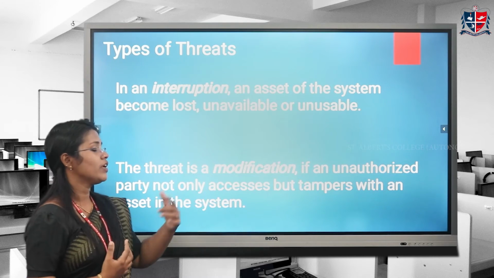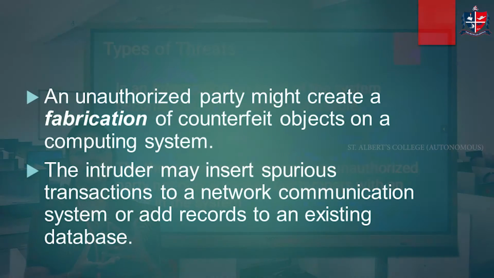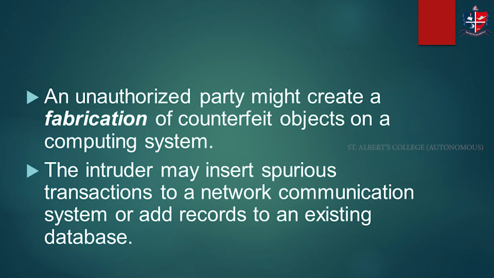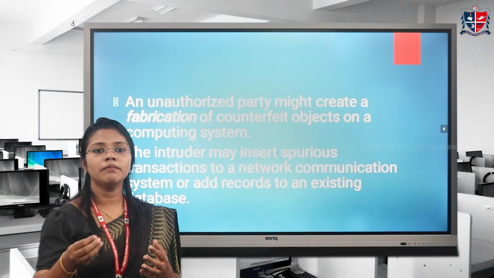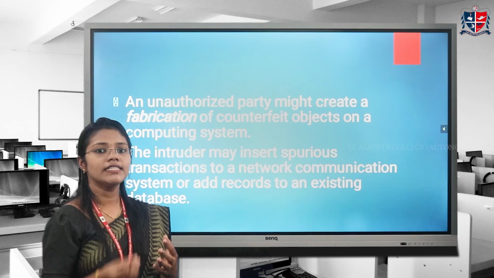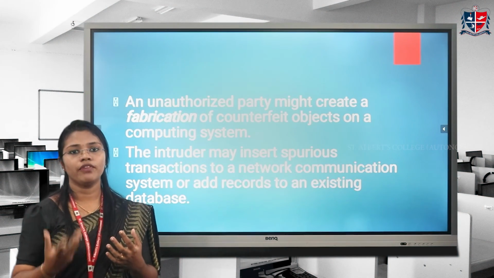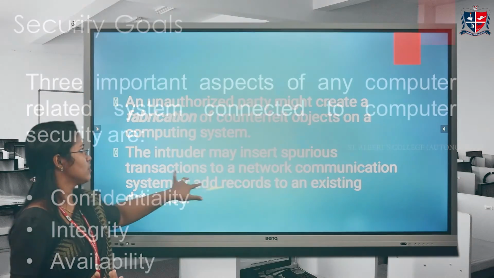The next is modification. Modification means a third person accesses our system and modifies the content. The next one is fabrication. Fabrication means the third person fabricates our data. The third person intrudes into our system and makes fabrications in our data. So the intruder may insert spurious information into our network or communication system, or add records to an existing one. So our records will be modified and fabricated.